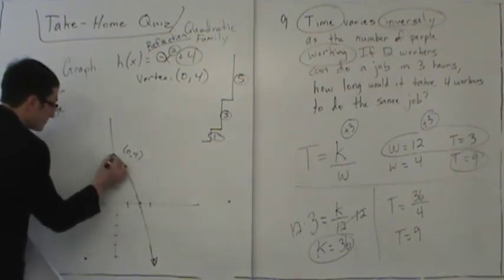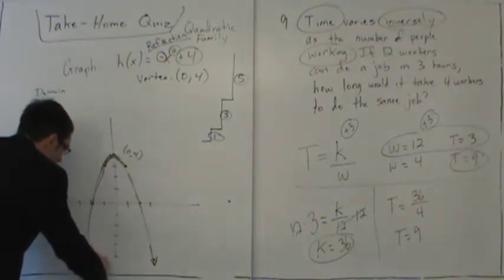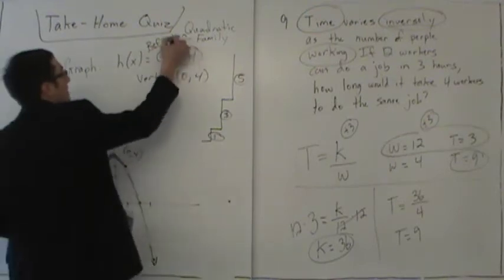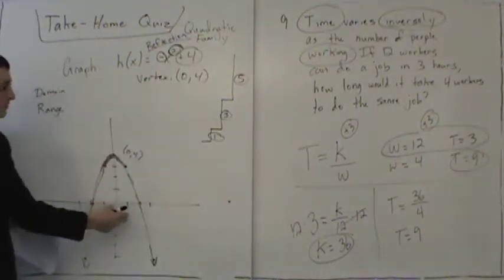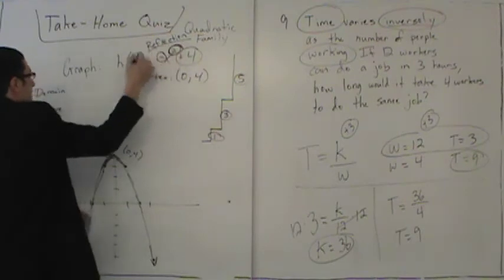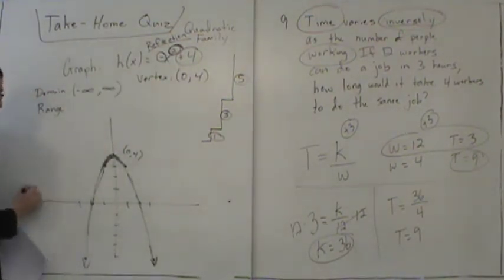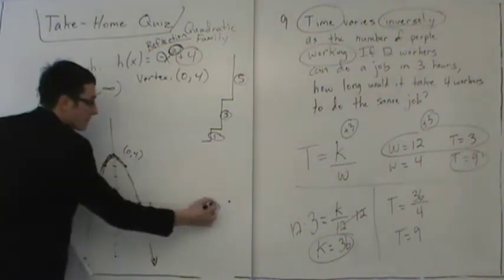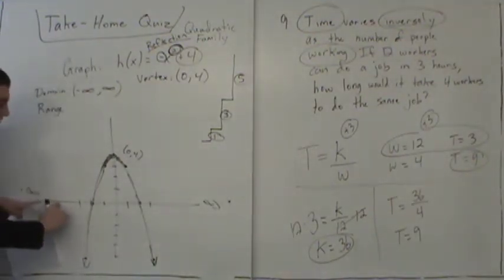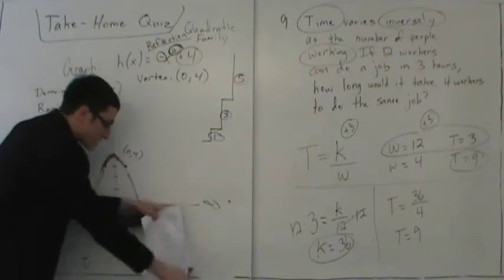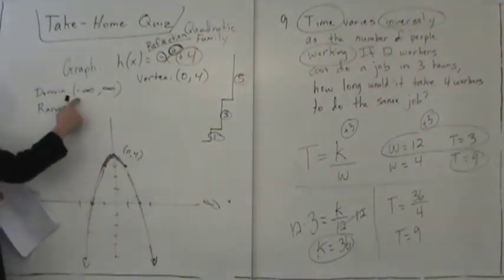Now, if you remember, the domain of this family: what can go into the squared machine, regardless of what this looks like? All real numbers. So our domain is from negative infinity to positive infinity. Remember, left to right, negative to positive, we go along the x-axis. Yes, we have function everywhere. So domain is from negative infinity to positive infinity.